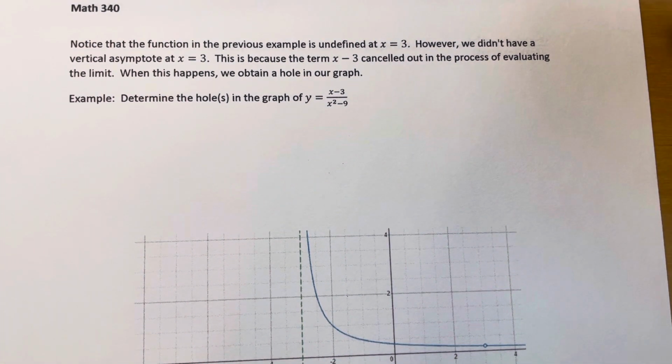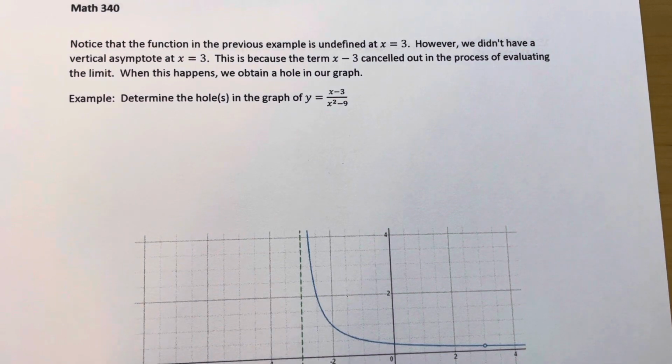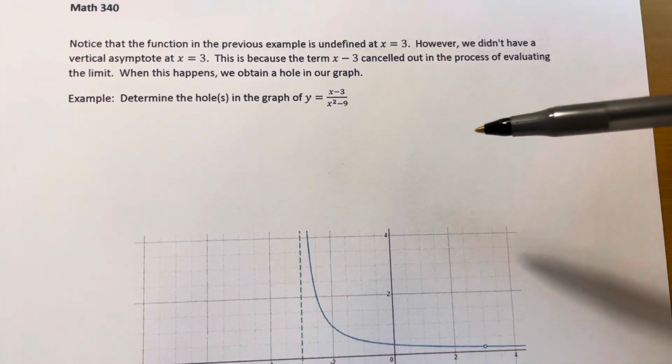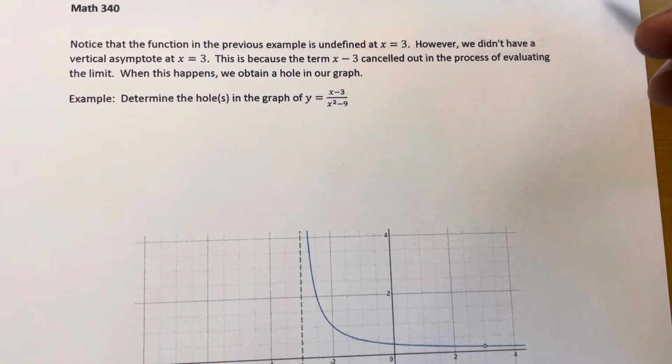But it's still important to make a note of the fact that that value of x equals 3 is not in the domain of that function. Because when we graph a function, we have to make sure to exclude any points whose x values don't belong to the domain. So how do we deal with that?